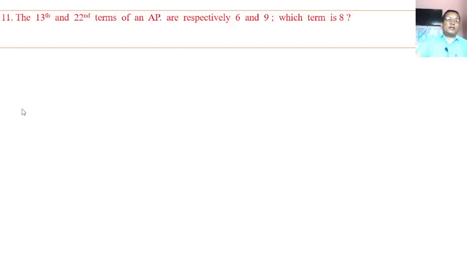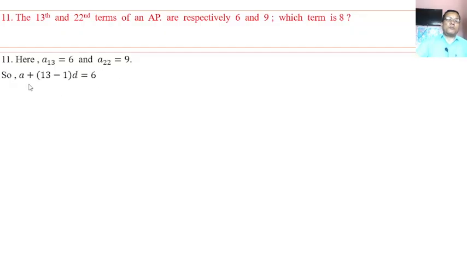Question number 11. The 13th and 22nd terms of an AP are respectively 6 and 9. Which term is 8? The 13th and 22nd terms of an AP are given as 6 and 9. The question asks which term is 8, that is, we need to find the term number. Here A13 is 6 and A22 is 9. Using the general formula, for A13 we get A plus 13 minus 1 times D equal to 6.